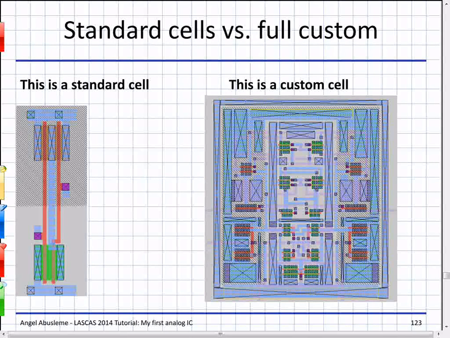So what's standard cell layout versus full custom? This is a standard cell. This comes from a PDK, and we can use standard cells, put them together, one next to the other, and then we end up with a digital design. This, as opposed to that, is a full custom cell. This one here is a full custom. This was done by hand.